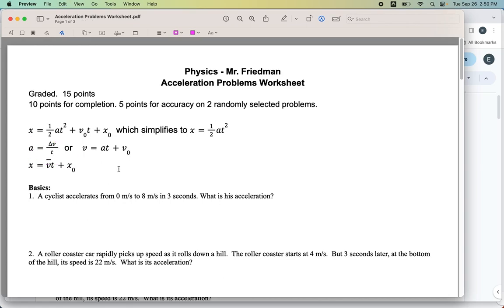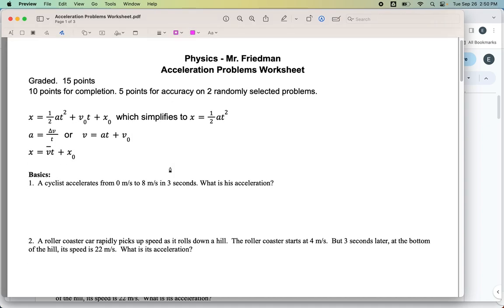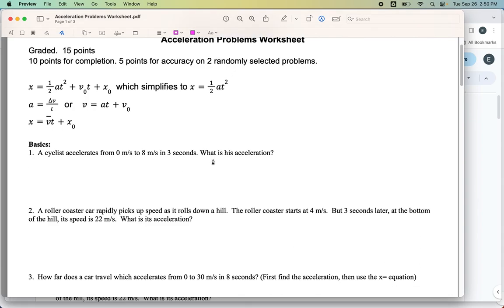Okay, great. So just going to point out some things right here on some of these problems. First of all, if I'm asking what's his acceleration, I'm going to use the acceleration equation. When you're finished with that, your unit should be meters per second per second.